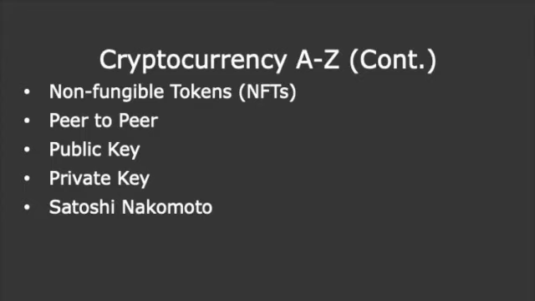Private key. A private key is an encrypted code that allows you direct access to your cryptocurrency. Like your bank account password, you should never share your private key with anyone, and write it down in a safe place. Satoshi Nakamoto. Satoshi Nakamoto is a pseudonym of the creator of Bitcoin. No one knows the true identity of Nakamoto, or if it's more than one person. There are some theories out there, but nothing's been confirmed.